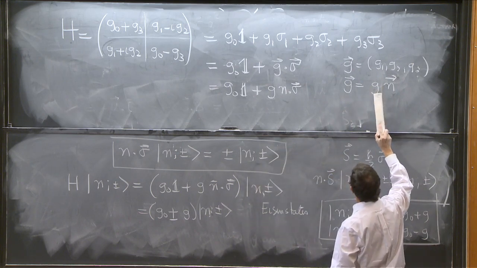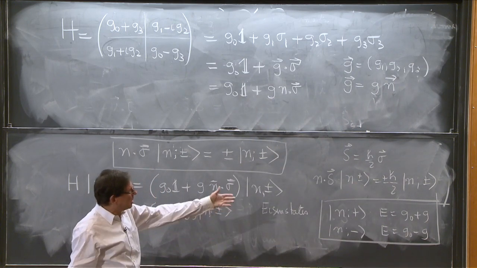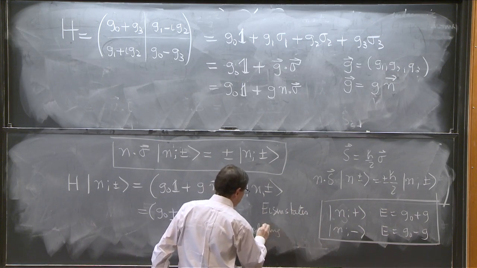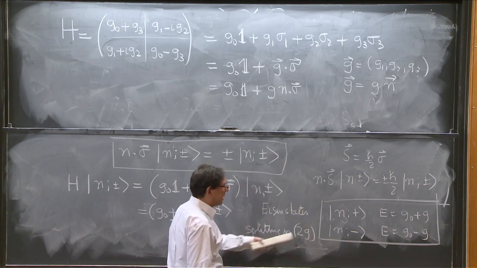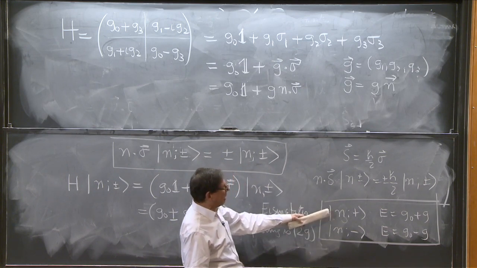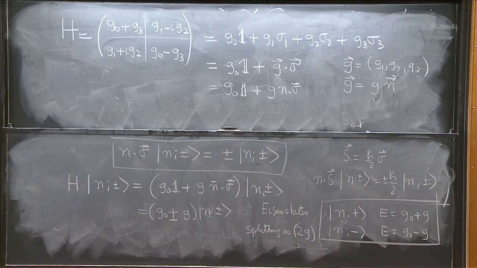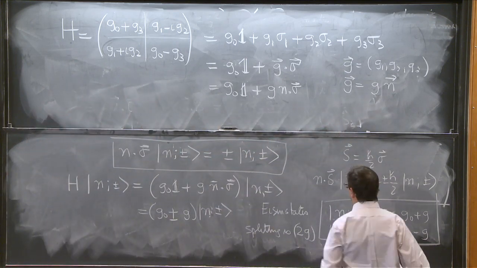And given that you know g and g naught, well, the energies are this. And the splitting is 2g between those two states. This is the ground state. This is the excited state. Splitting 2g, so you look at the Hamiltonian and you ask, what's the splitting between the two eigenstates of this? You just take these numbers, compute g, and multiply by 2.